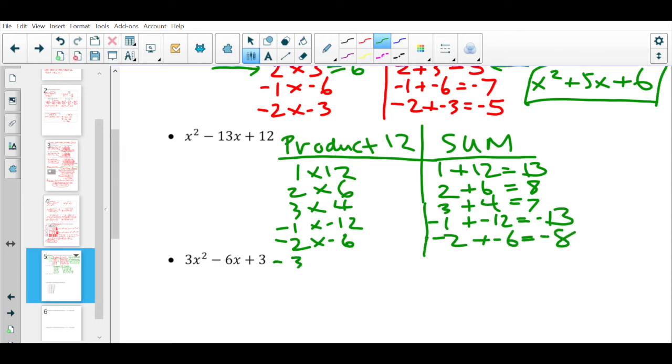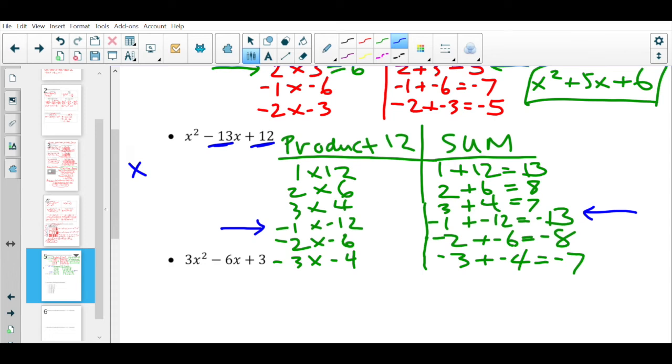And -3 times -4. -3 plus negative 4 equals negative 7. So which one of these works? What multiplies to 12 and adds to negative 13? So which one is it? It's right here. Okay? So how do we build that?